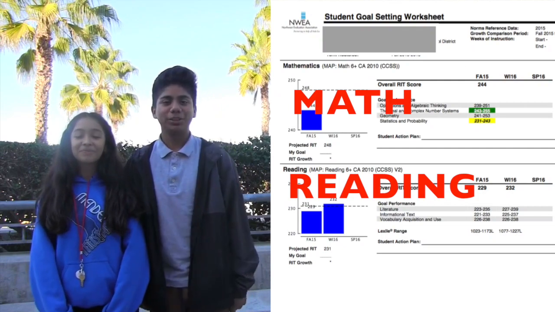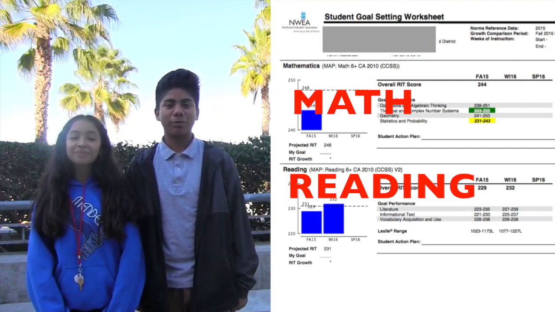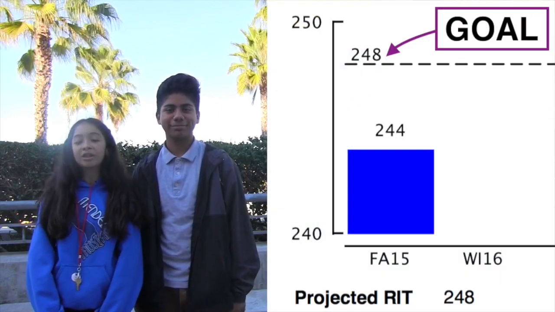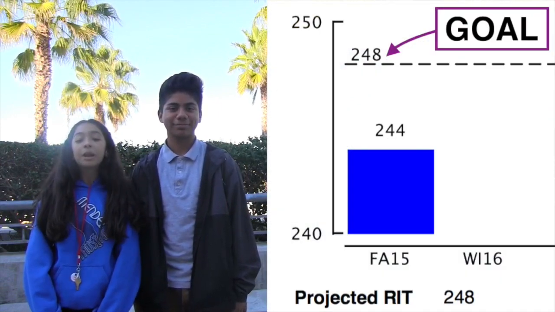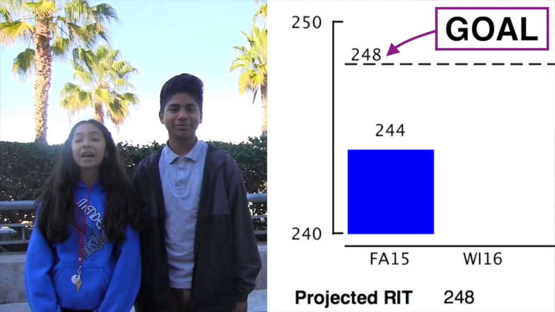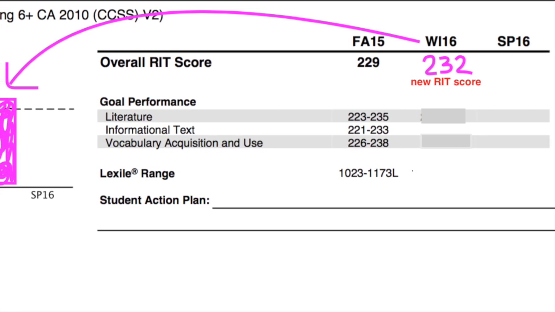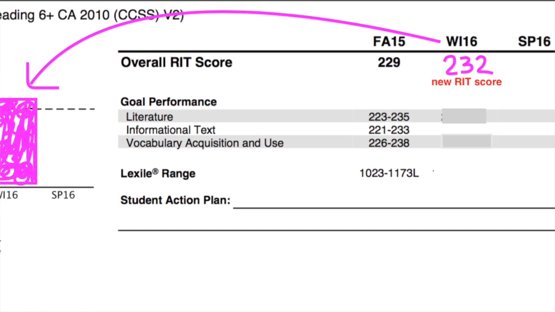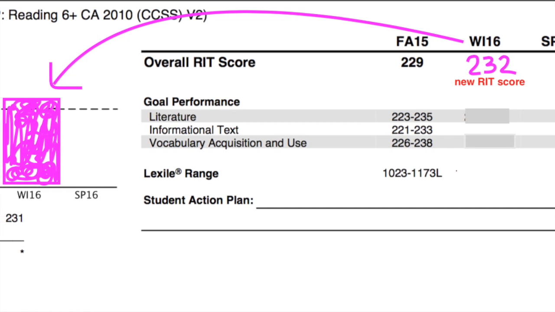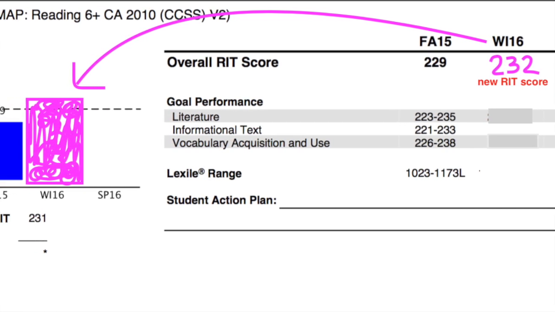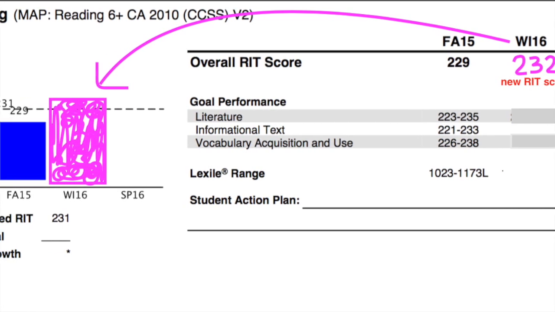The top of your MAP sheet is for mathematics, while the bottom portion is for reading. Each time you take the MAP test, you want to grow by reaching your personalized academic goal that is marked by the dotted line. Every student at Mendez has his or her very own dotted line. After you've taken your test, you will see your overall RIT score. You should write down that score under the quarter that you took the test. For example, if you just took the winter MAP test in reading, you're going to write your score in the winter column.